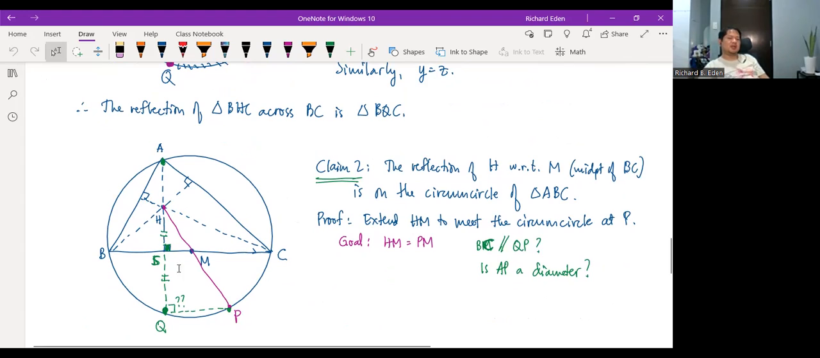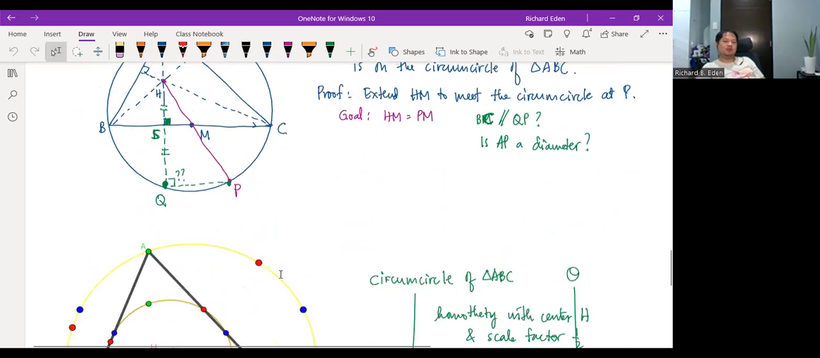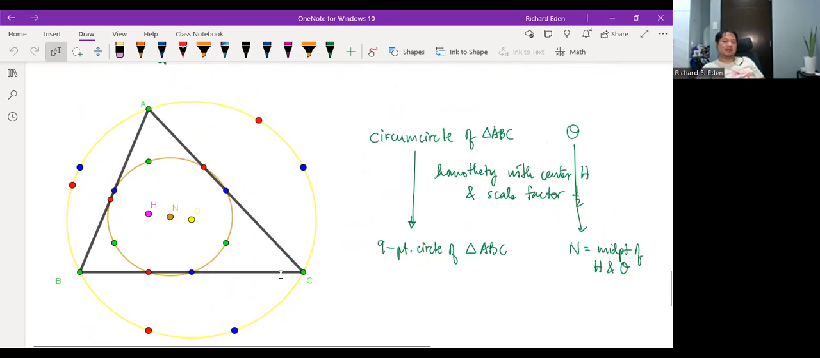Ito ang nangyari: M is the midpoint of BC, and if you reflect H over M, and say the reflection is P, then show that P is on the circumcircle. I mean, it's not trivially a conclusion that point P will happen to be on the circumcircle. So ito nung claim number 2, I just remembered. Okay. And where exactly did we use this?